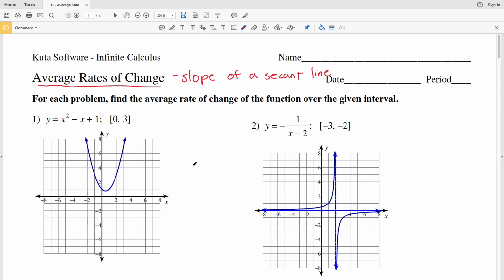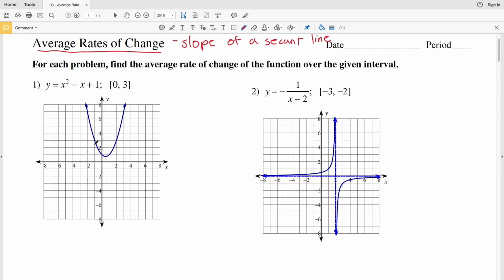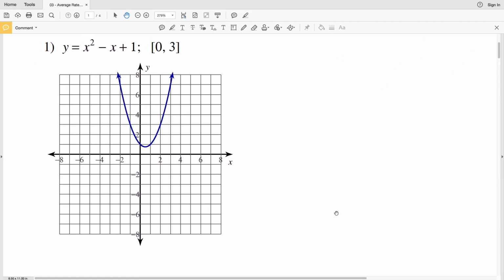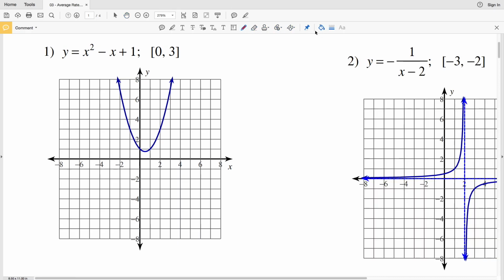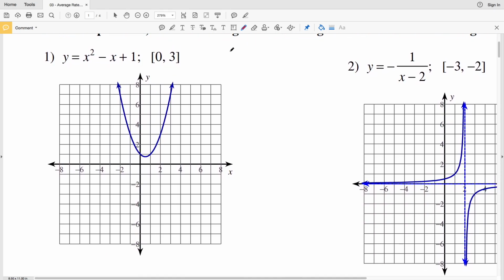2 points. So for numbers 1 and 2, it says find the average rate of change of the function over the given interval. In number 1, we have x squared minus x plus 1 over the interval from 0 to 3. Now I'm going to write a quick formula to help us find the slope of that secant. So the slope of the secant is equal to the function evaluated at the end interval minus the function evaluated at the start of that interval all over the value of the change in the interval.